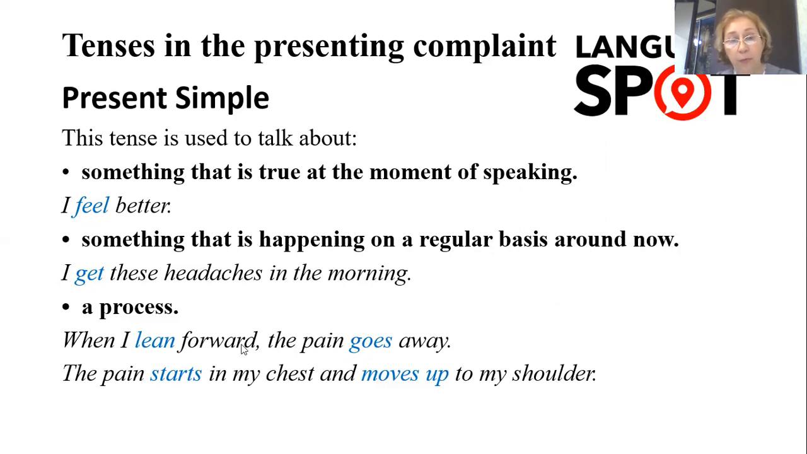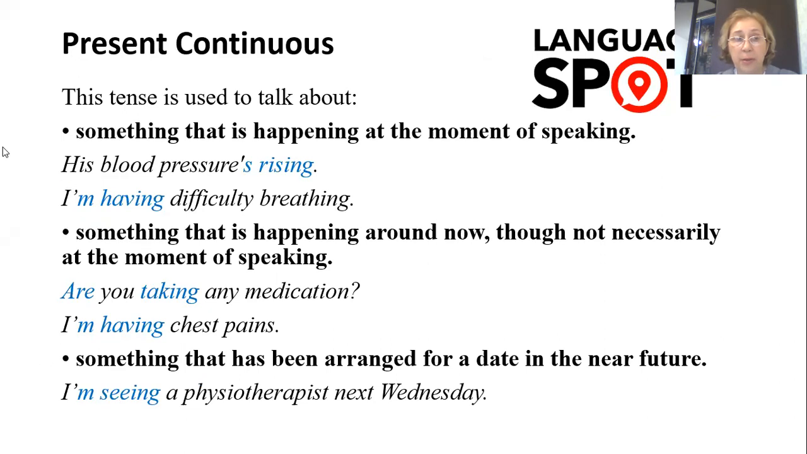When I lean forward, the pain goes away, or the pain starts in my chest and moves up to my shoulder. So this is also about things that are true at the moment of speaking. About the present continuous, this tense is used to talk about something that is happening at the moment of speaking, like his blood pressure is rising. So now, at the moment of speaking, I'm having difficulty breathing also now.